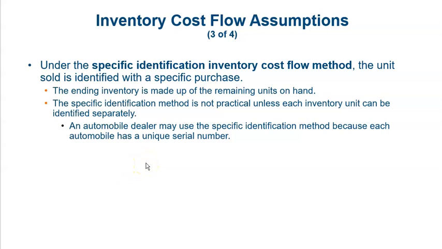There is another option for companies. They can use specific identification. If they're selling something and they can specifically identify which one they sold, they wouldn't use LIFO or FIFO or average cost. They would use specific identification. An automobile dealer would use this because they have VIN numbers or a unique serial number, and so they're able to specifically identify which one they sold.